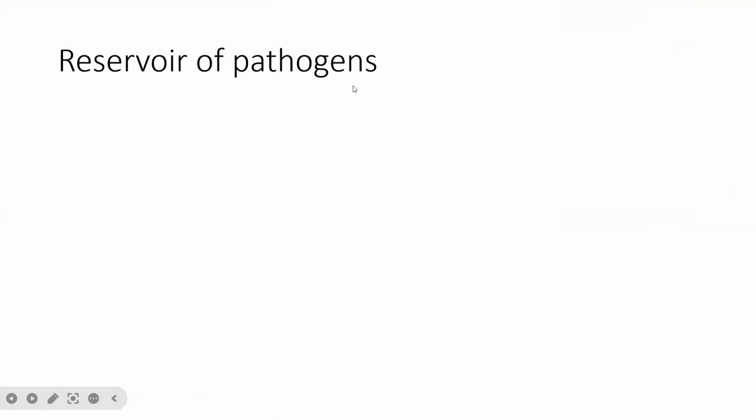Next, we'll go to reservoir of pathogens. What is a reservoir? Like the place where they are collected. So can you tell where these pathogens will be found? In dirty places. Like soil, dirty soil, dirty water, dirty air.